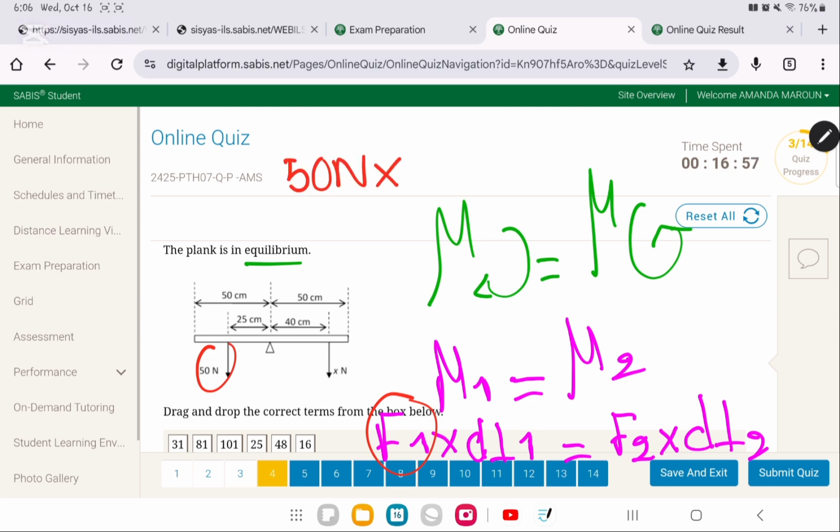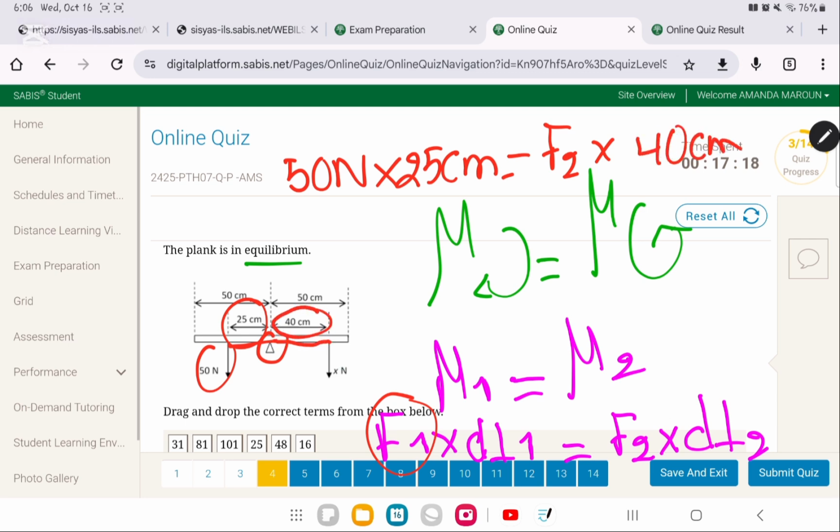We multiplied by the perpendicular distance from what? From the axis. So multiplied by 25 centimeters is going to be equal to force 2, which we need to find, multiplied by the perpendicular distance, which is 40 centimeters.